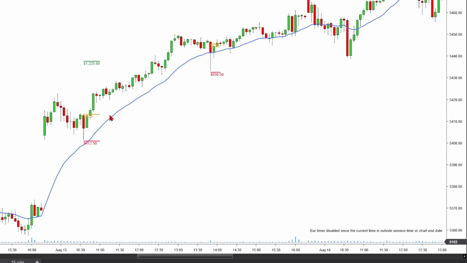So what are the steps we're talking about? It's identifying the trend, waiting for pullbacks to the moving average, and taking swing trades above those good looking bars.